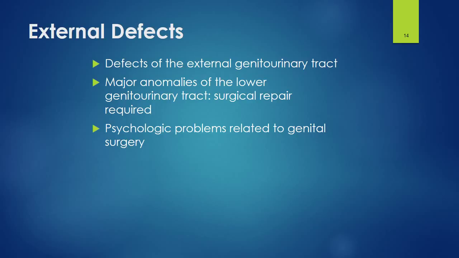Defects of the external genitourinary tract are serious conditions, primarily because of the psychologic impact on the child. Surgical repair is required for major anomalies of the lower genitourinary tract. There may be psychologic problems related to genital surgery. It has been recommended that surgery be accomplished between the ages of 6 and 15 months to minimize this psychologic impact.